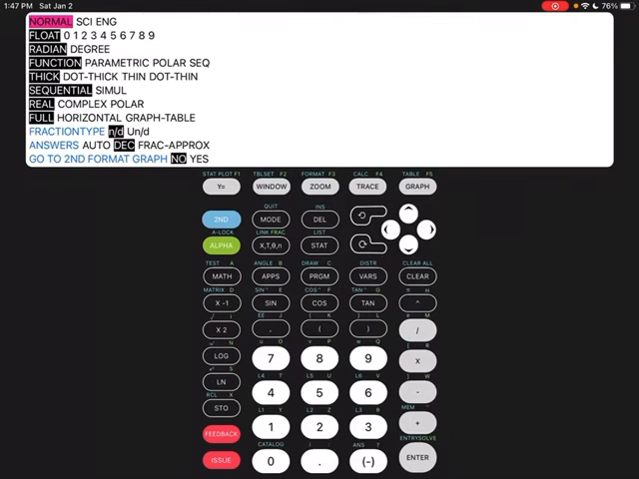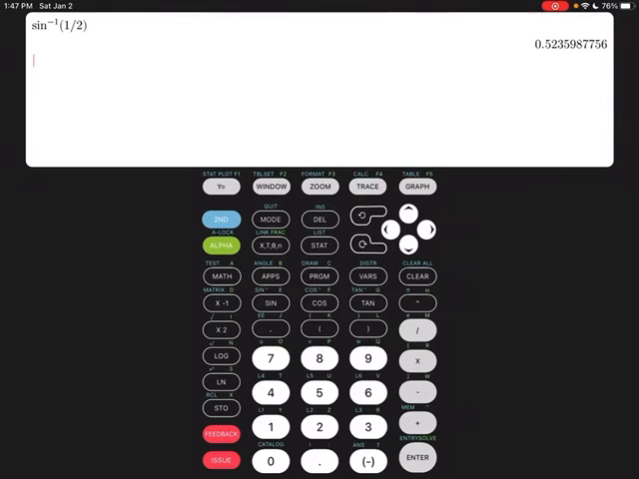So I'm going to hit second, sine, and I'm going to do 1/2, 1 divided by 2. Oh, and there's a problem, and the problem is my calculator is not in degrees. I forgot I reset my calculator. So you always want to make sure that your calculator is in degrees, which is what I told you to do, but I forgot that I had reset mine. So let's try it again. Second, sine, and I hit 1 divided by 2, and now I get my 30 degrees.